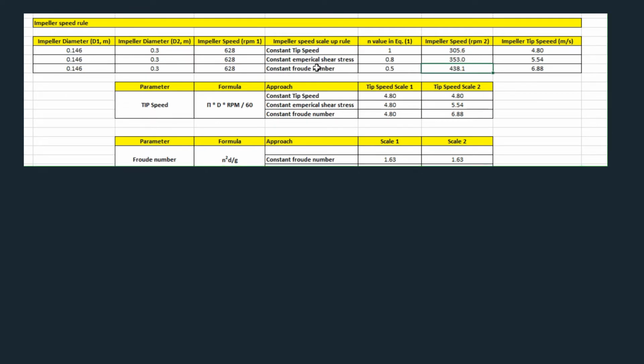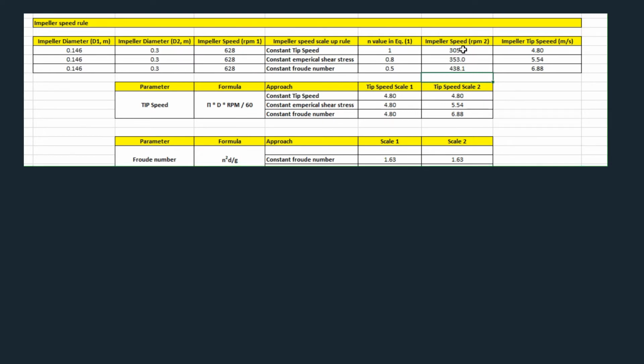Then the constant Froude number rule. For the constant Froude number rule, the n value will be 0.5. So you can again calculate the scale-up rpm with power of B7 and C7, meaning D1 by D2 raised to the power 0.5, and multiply by the first scale rpm. So it will give our scale-up rpm. With the constant Froude number, our rpm will be 438.1. With the constant empirical shear stress, our rpm will be 353. With the constant tip speed, our rpm will be 305.6.